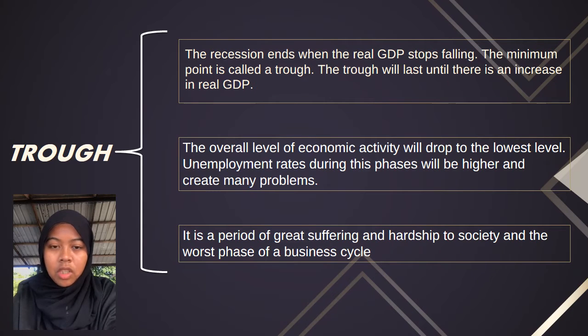What is trough? The recession ends when the real GDP stops falling. The minimum point is called a trough. The trough will last until there is an increase in real GDP. The overall level of economic activity will drop to the lowest level. Unemployment rates during this phase will be higher and create many problems. It is a period of great suffering and hardship to society and the worst phase of a business cycle.